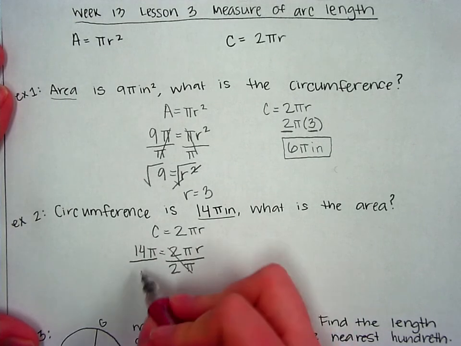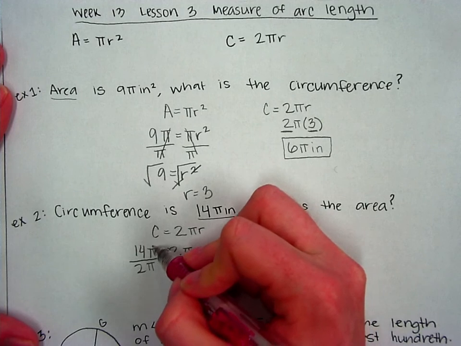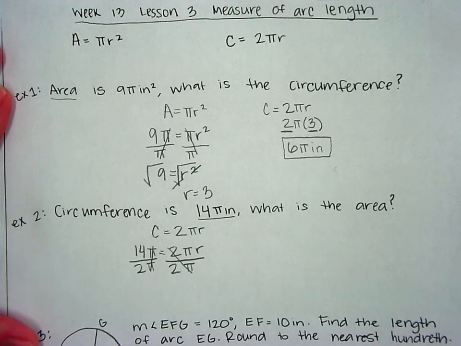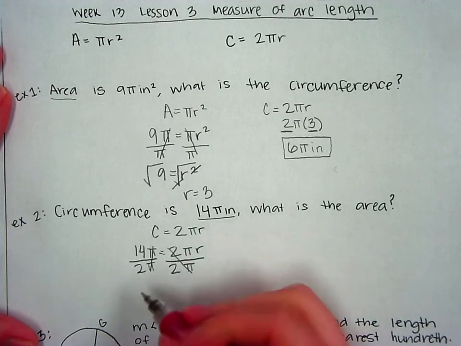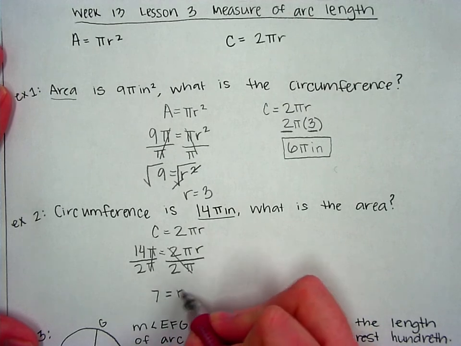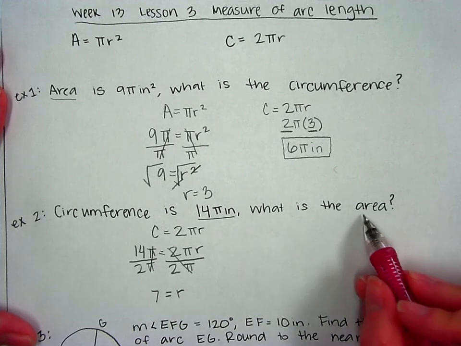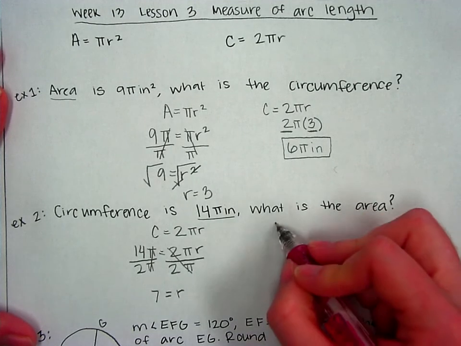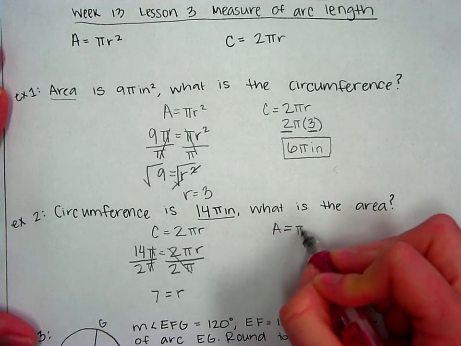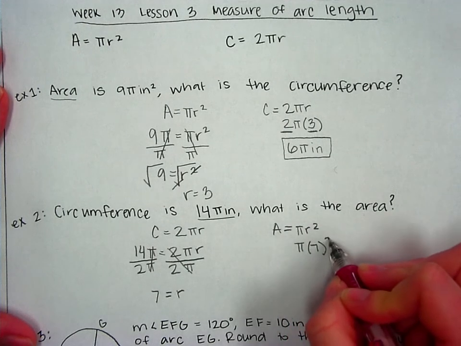If I did that to the right side, I need to do the same thing to the left side to keep it equal. So pi divided by pi, that turns into a 1. And then I have 14 divided by 2, which is 7. So I get r equals 7, or the radius of this circle is 7. So now I can take that radius and plug it into the area formula. So area is pi r squared. And instead of r, I'm going to plug in that 7.